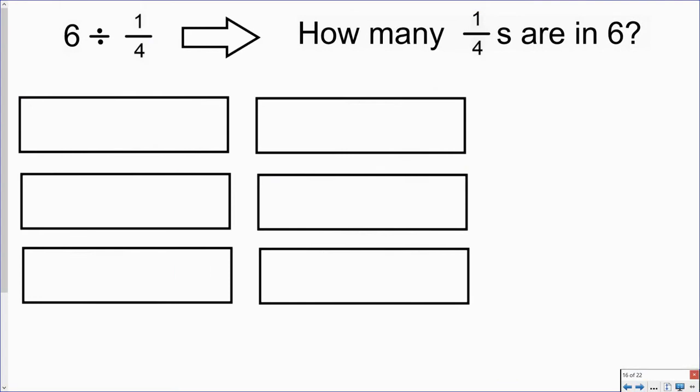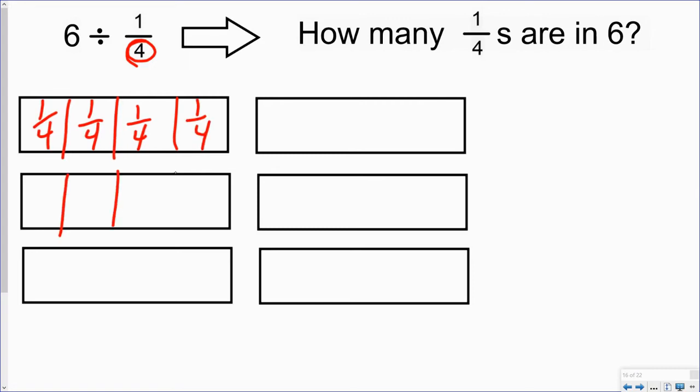So here we have a division problem where we're dividing by a 1/4. So again, just like I did before, I'm going to cut this into 4 parts because my denominator is 4. So here I have my 4 parts, and that means each one is worth 1/4 of the whole. So I'm going to do that with all of my whole rectangles.